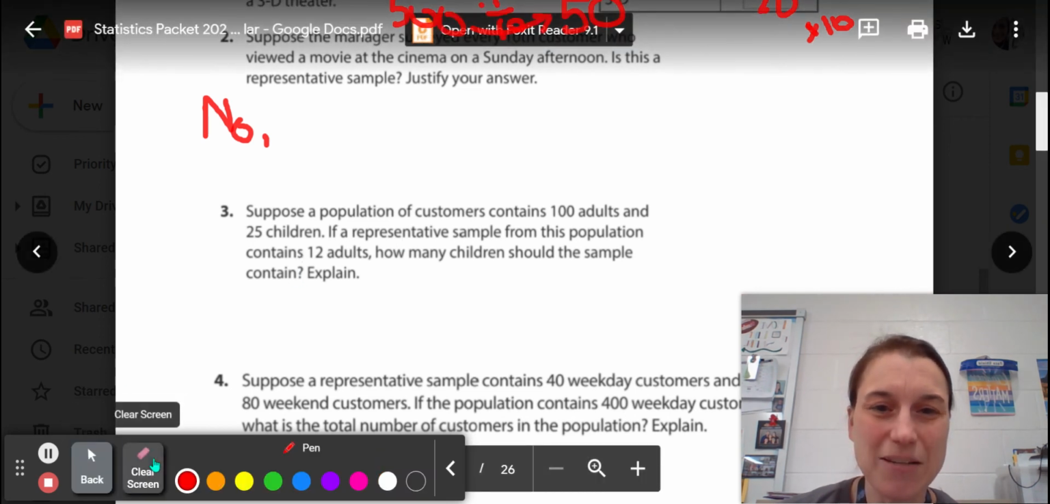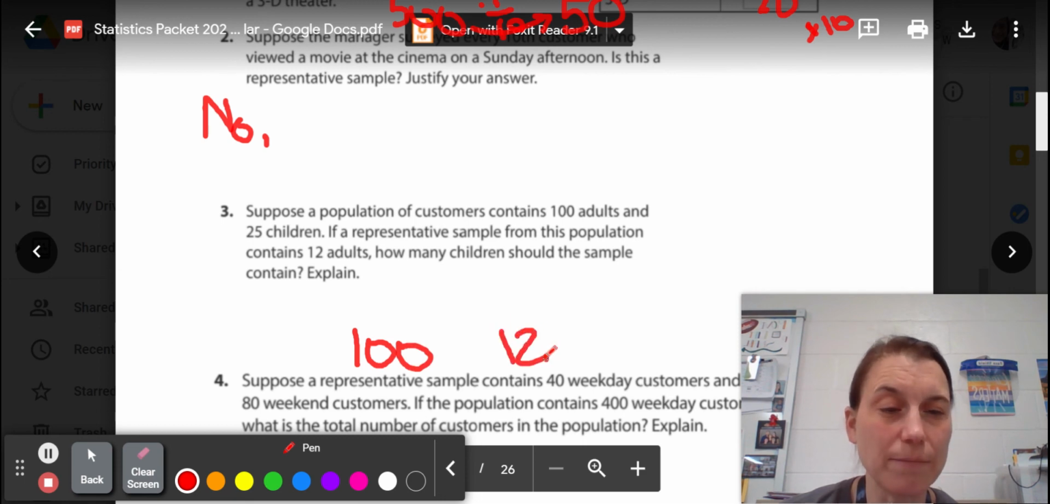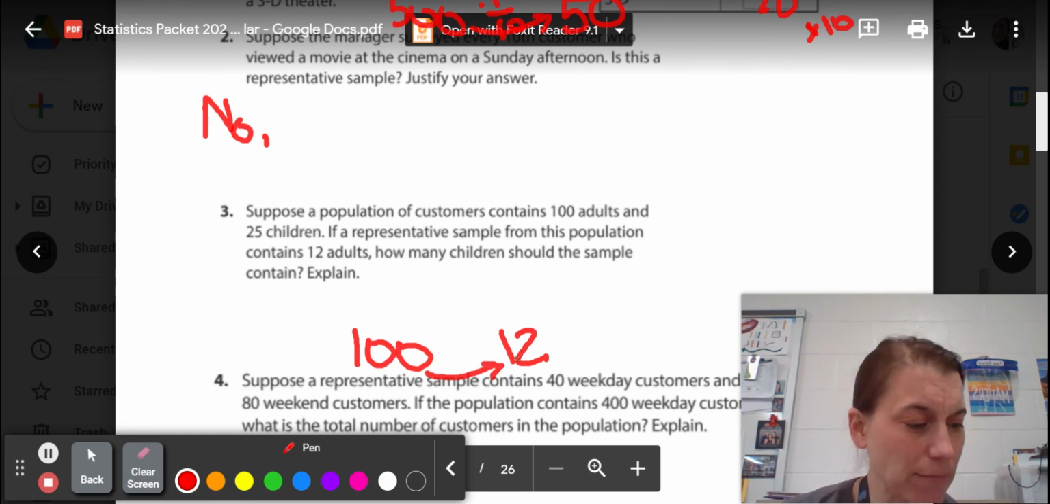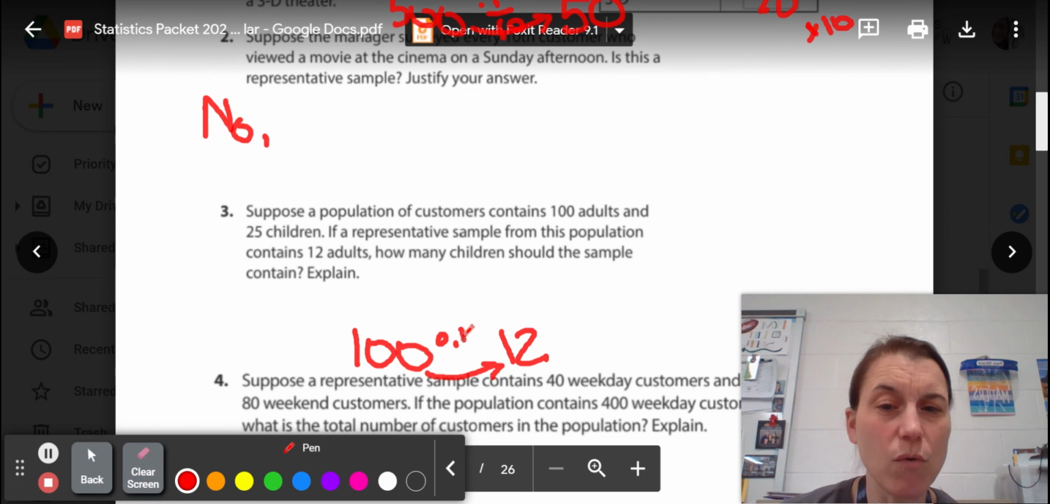So this is tricky. They're saying, okay, they took from these 100 adults, and they're going to only look at 12 of them. So they scaled it down. So what did they do to 100 to get it down to 12? Well, I have to think to myself, what would I multiply 100 by to get 12? So I'm going to divide by the answer. I'm going to do 12 divided by 100, and I get 0.12. If I multiply 100 times 0.12, I get 12.